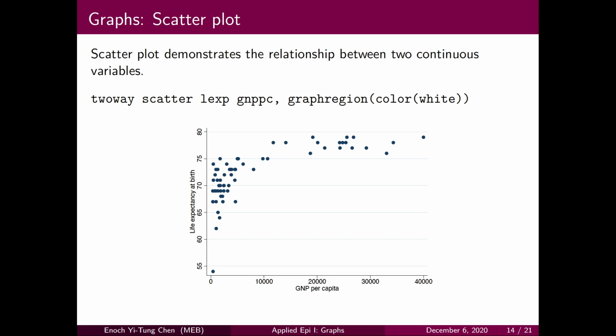Scatter plot demonstrates the relationship between two continuous variables. We see the scatter plot of life expectancy and GNP per capita. In the future, you will learn how to construct a model to describe the relationship between two or more variables. Then make a scatter plot first before you make a model. It's good to know what kind of relationship you are trying to find out through a model.